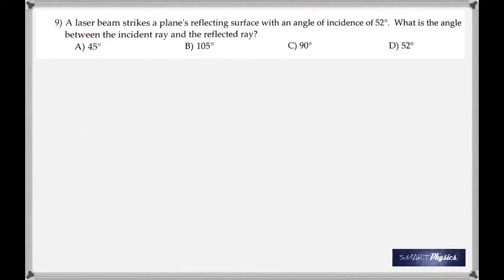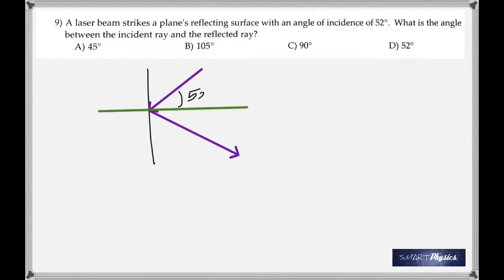And here in the 9th one, a laser beam strikes a plane reflecting surface with an angle of incidence of 52. What is the angle between the incident ray and the reflected ray? That's really simple, because the angle of reflection will also be 52 degrees. So between the rays, the angle will be 104 degrees, and the multiple choice answer is obviously wrong. It is supposed to be 104 degrees.